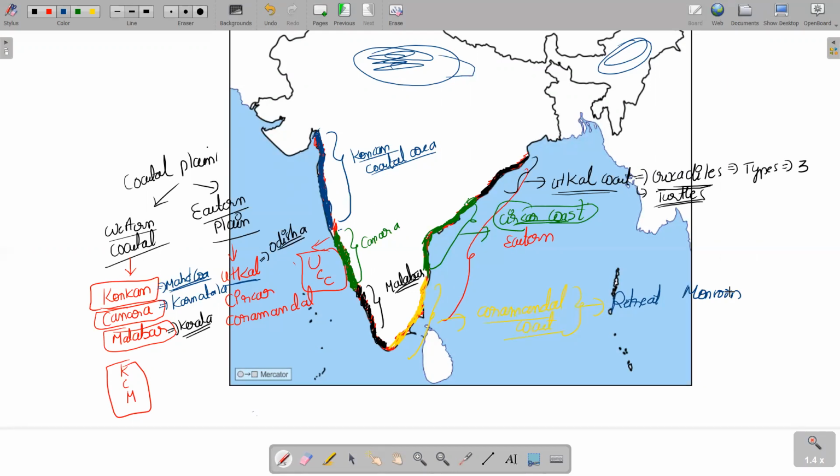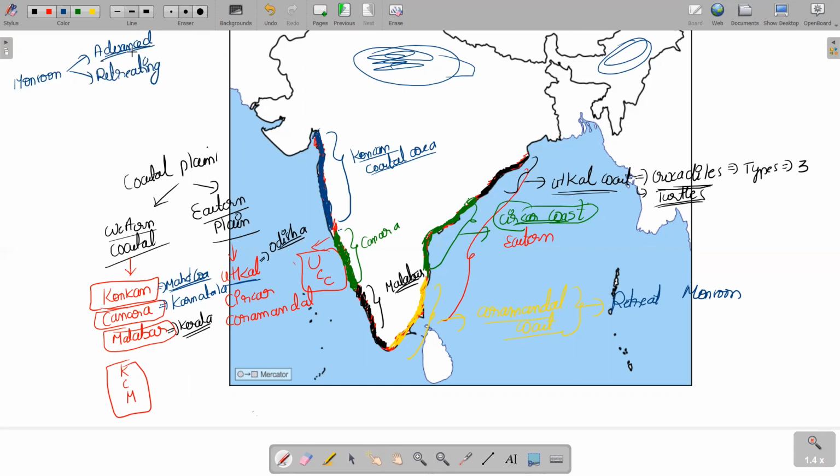For example, if you take all the remaining coastal plains, take the Konkan coastal plain, take Canara, take Malabar, take the Utkal coast, take the Sarkar coast. All these coastal areas that I have mentioned so far receive rainfall during the advancing monsoon. As you know from your weather chapter, the monsoon season is divided into 2 types of monsoons. One is the advancing monsoon. The other one is the retreating monsoon.